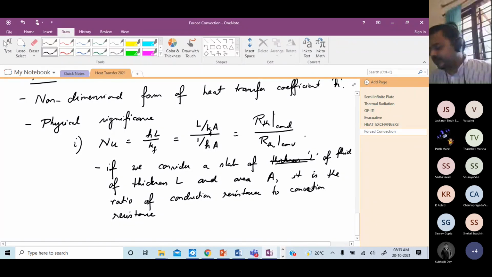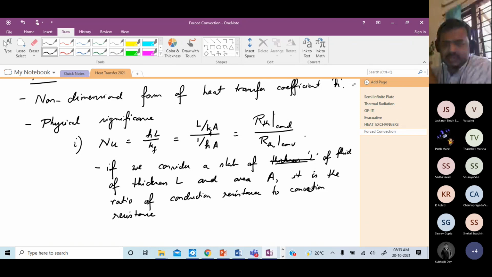Now, personally, I don't like this definition. You will see it in most books defined in this way: Nusselt number is the ratio of conduction resistance through the fluid over convection resistance. That's very hand waving. Thickness of L, area of A, that doesn't work. And what is the area? It's only true for just a slab. So it's not a good definition.